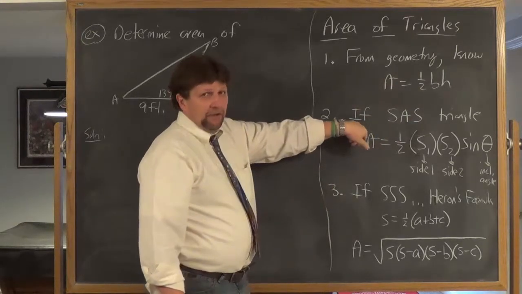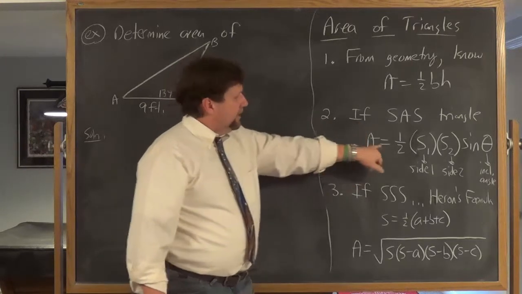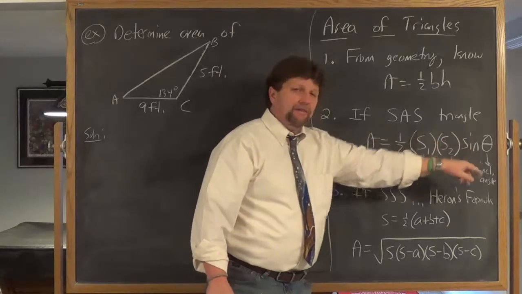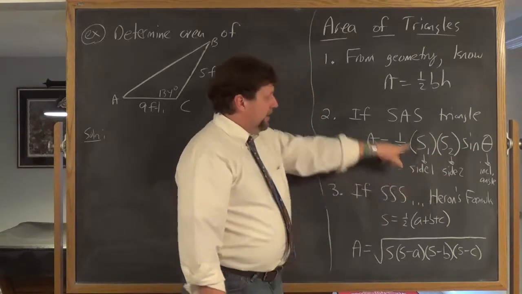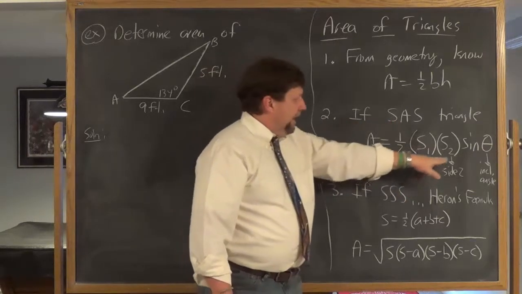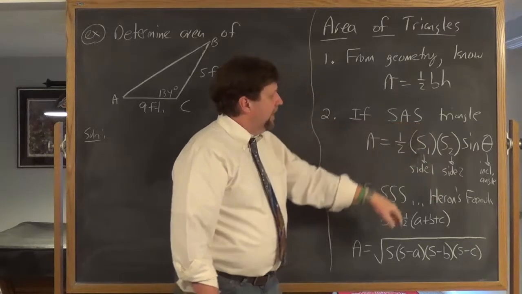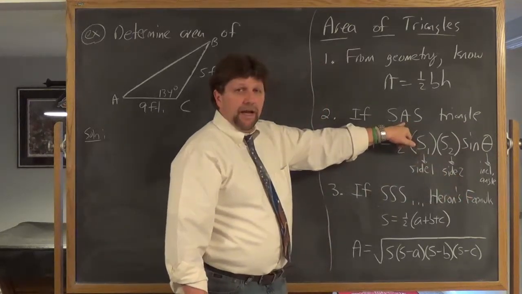If you have a side angle side triangle, the area is 1/2 S1 times S2 times the sine of theta, where I'm just denoting S1 as side 1, S2 as side 2, and theta is the included angle.